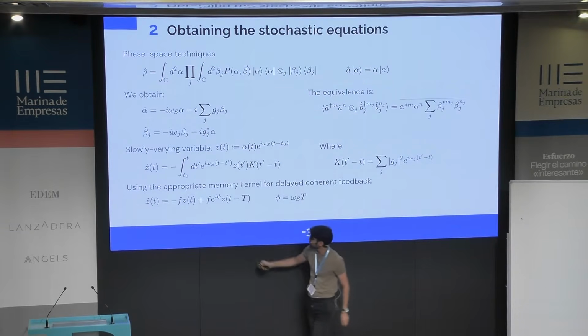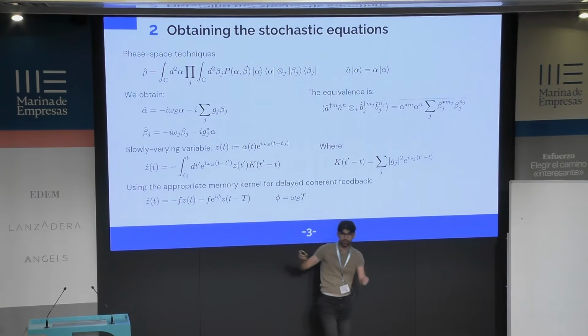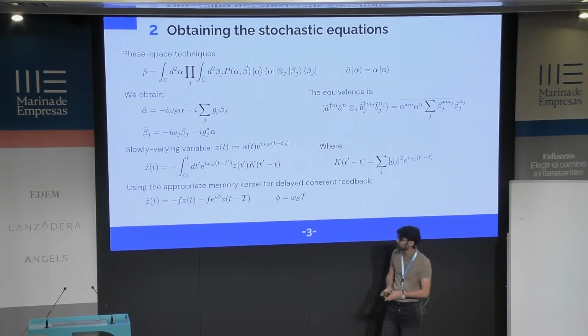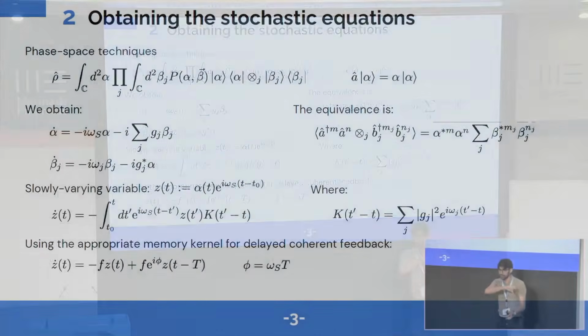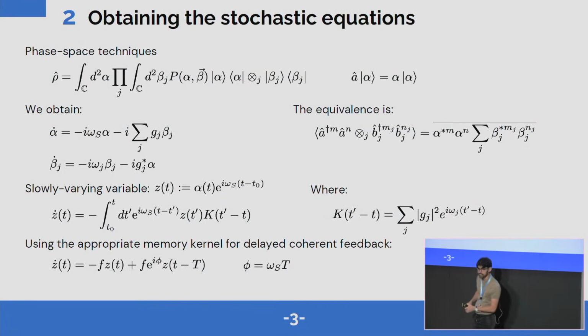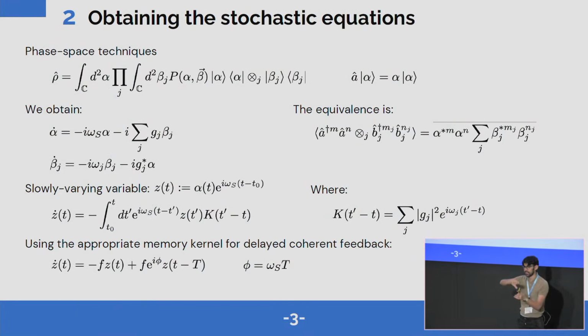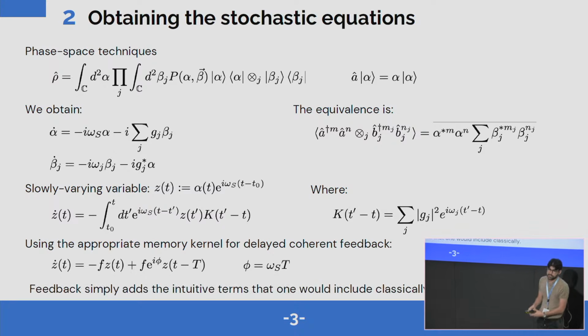So we get to this equation for a system with delayed coherent feedback, and it is in fact another quite intuitive equation, because you can see that the only thing feedback does is to take some information out of the system, and then the information that went out of the system at a time delay tau is coming back to the system, but affected by a phase, right? And this information that went out from the system at this time will come back to the system again at a time delay tau. So actually it's a very nice, very intuitive equation. As I told you, it gives us basically the intuitive terms that one would simply add classically if talking about feedback.